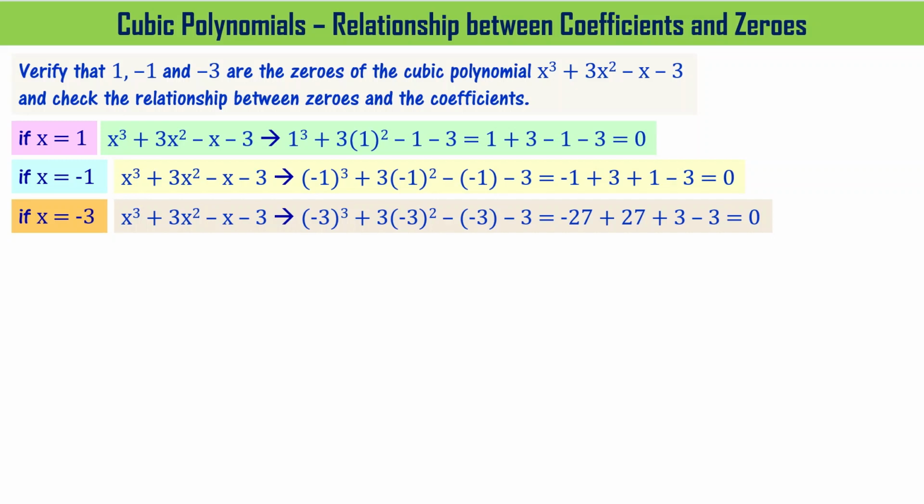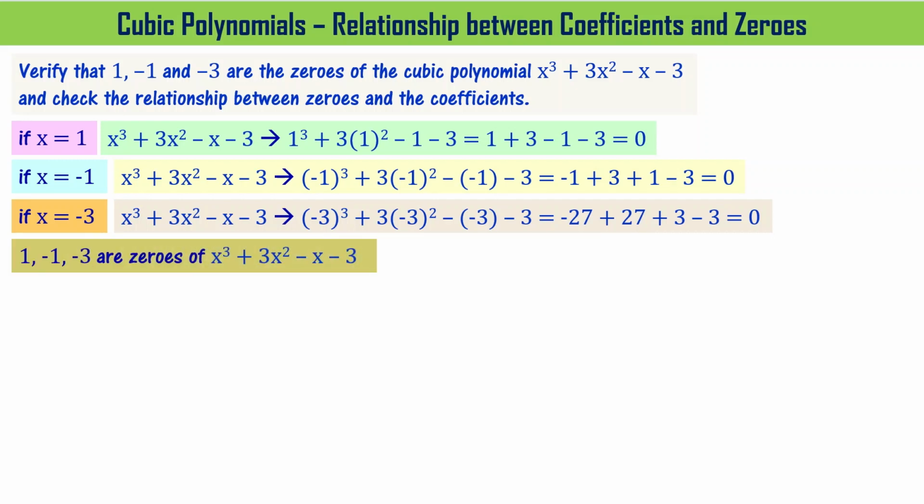It means 1, minus 1 and minus 3, all three are zeros of given cubic polynomial, that is x cube plus 3x square minus x minus 3, right? It means we have verified that 1, minus 1 and minus 3 are the zeros of cubic polynomial given, right? So we are done with the first step. We have to now verify the relationship between zeros and coefficients.